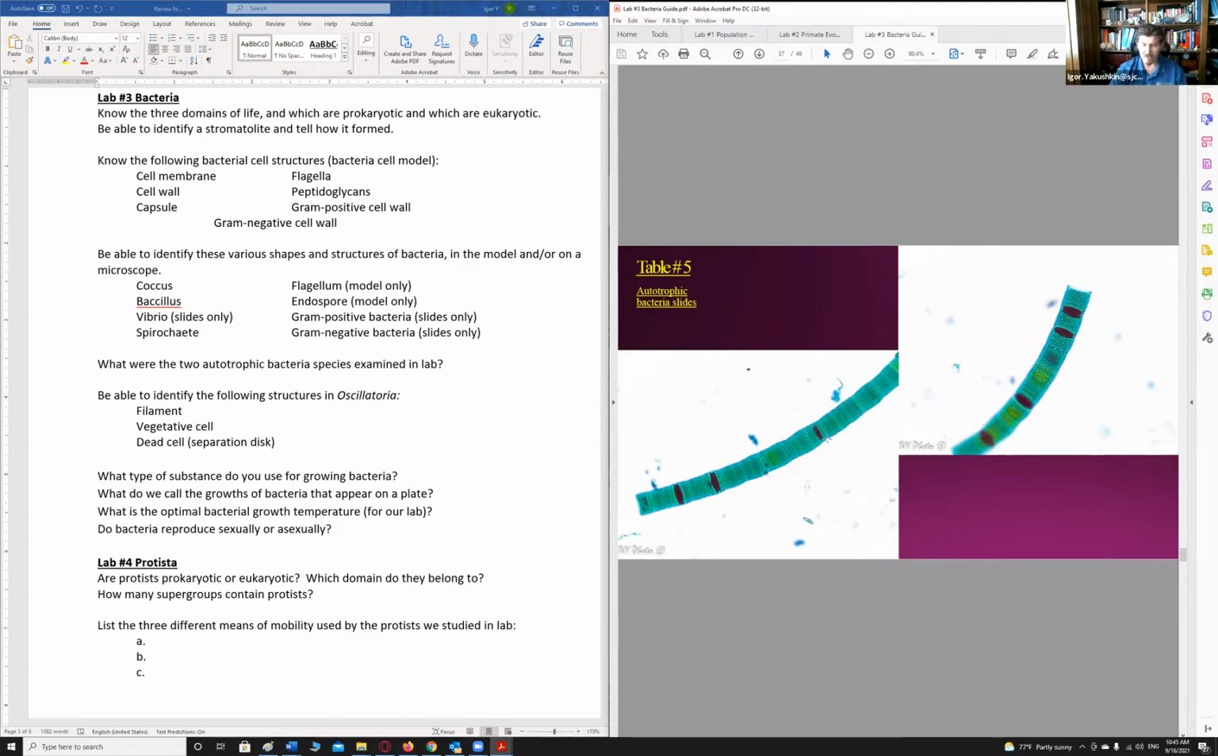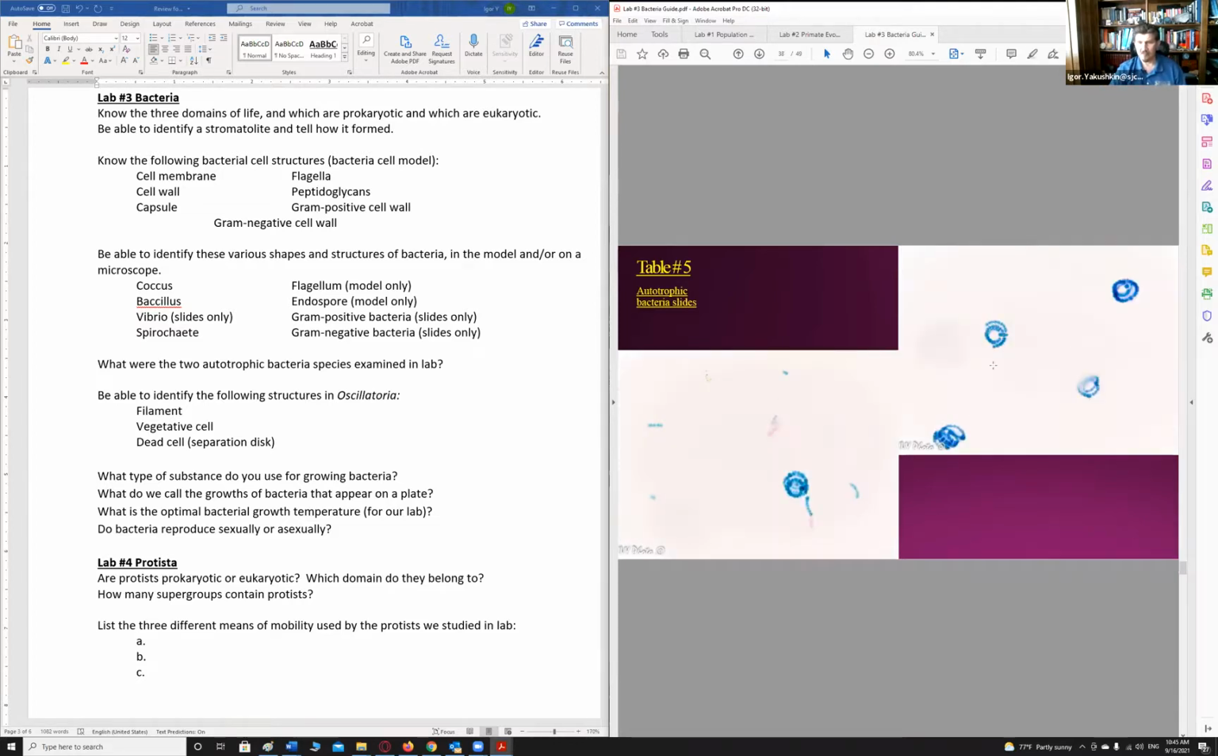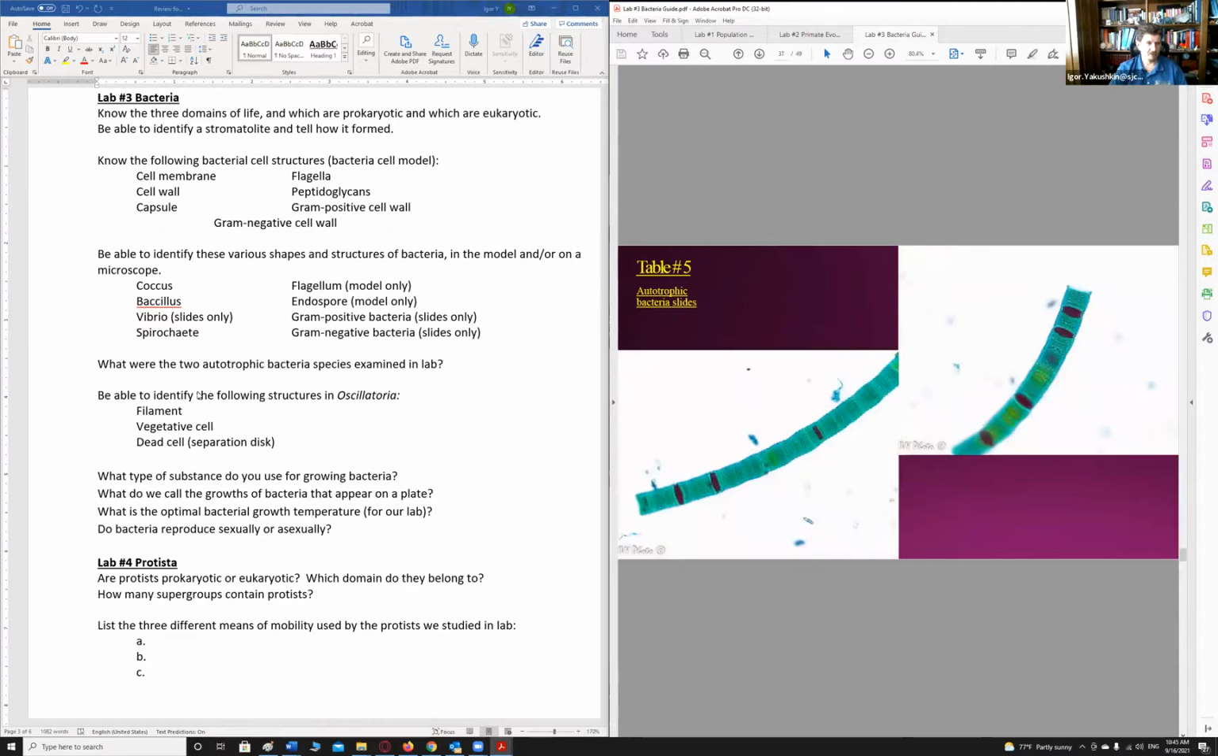now we're looking at the darker spot known as the dead cell, also known as the separation spot. And you can see it's basically a colony of the bacteria. Here we have probably 2 bacteria died, and so on. And here we have anabaena, kind of the round ones, and they are creating the chain of those as well. For the oscillatoria, be able to identify the filament, basically the strand. Vegetative cell is one of those, and then the dead cell is the black part.